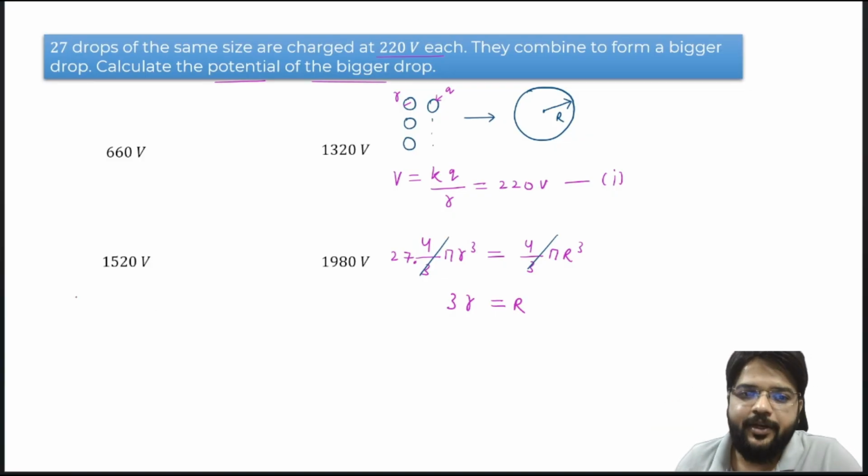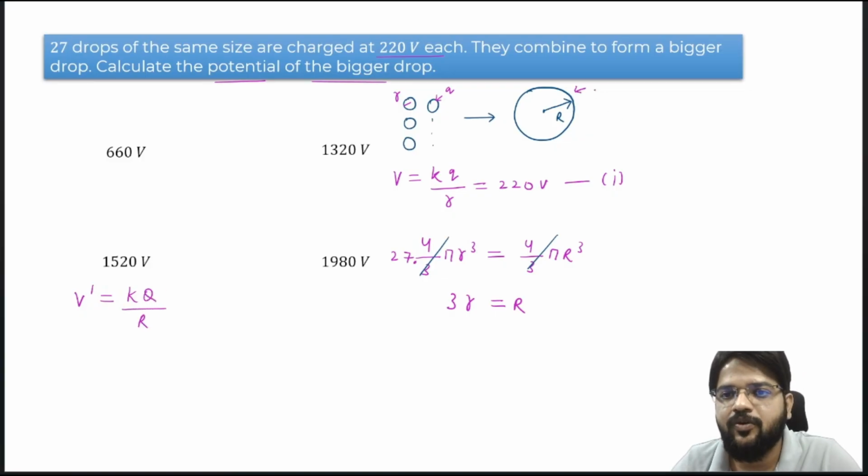Now we want the potential of the big drop. So V dash can be written as, this is the potential of the big drop, so it is kQ by capital R. Here Q is what? It is the charge present on the big drop. I am assuming the charge present on all the small drops is q and charge is conserved, correct? So the total charge on the big drop should be what? It is 27q because each drop has q charge, so it is 27q, correct? So V dash can be written as k, capital Q value is 27q, divided by R, correct? This thing we are getting.